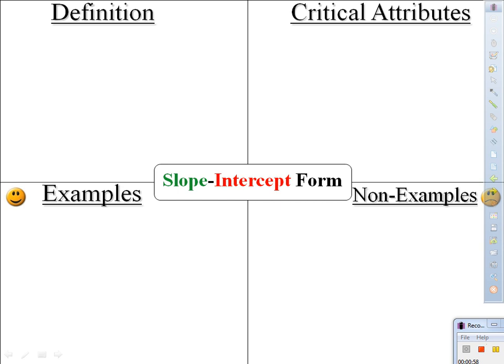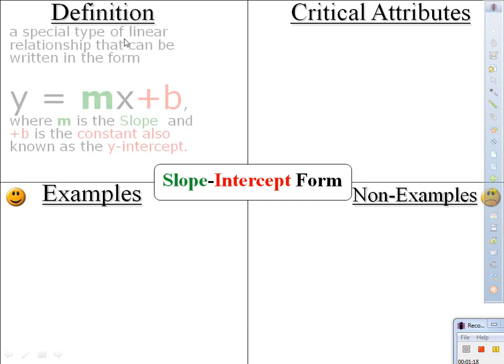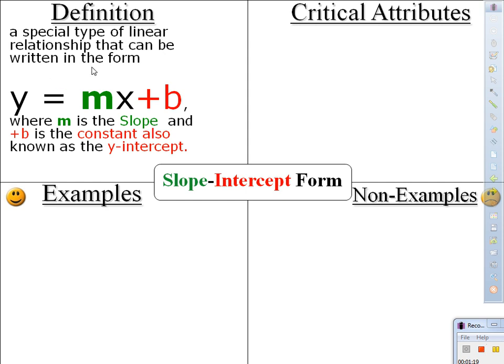Hunter, you're all right over there? All right, here we go. Definition for slope-intercept form. It says, a special type of linear relationship that can be written in the form y equals mx plus b, where the m is the slope, and the plus b is the constant, also known as the y-intercept. Copy that. So it says, slope-intercept form, a special type of linear relationship that can be written in the form y equals mx plus b, where m is the slope, and the plus b is the constant, also known as the y-intercept.